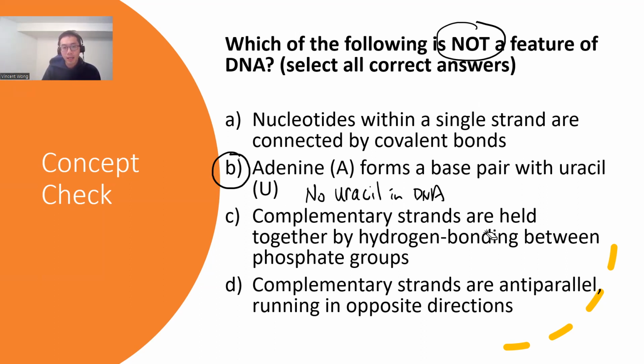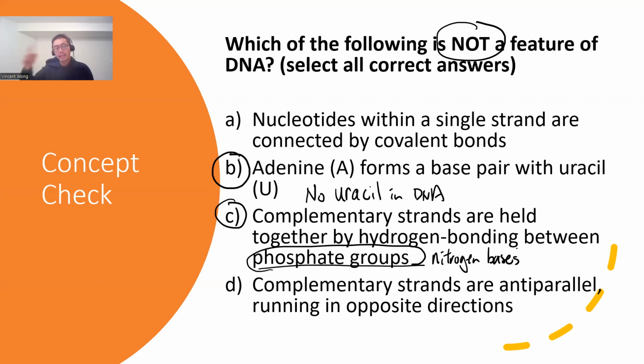Complementary strands are held together by hydrogen bonding between phosphate groups. That is incorrect. That's not true. The hydrogen bonds are holding together the nitrogen bases, the A's and the T's and the C's and the G's. That's what's holding the two strands together. Complementary strands are anti-parallel, running in opposite directions. That's true. I told you the two strands are like two sides of the highway. They are parallel, but one is northbound, the other is southbound: anti-parallel, opposite direction.